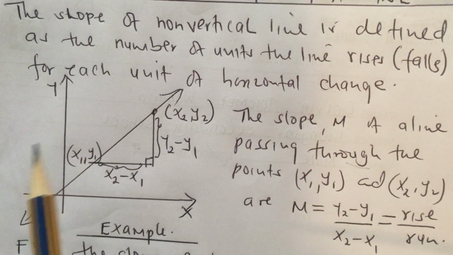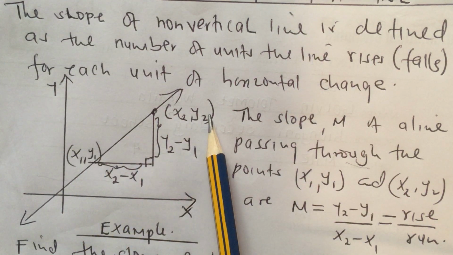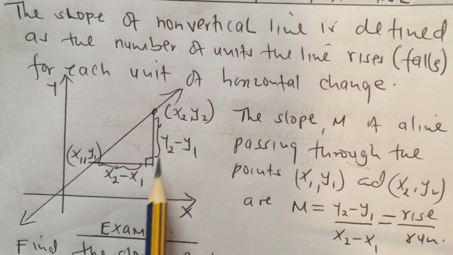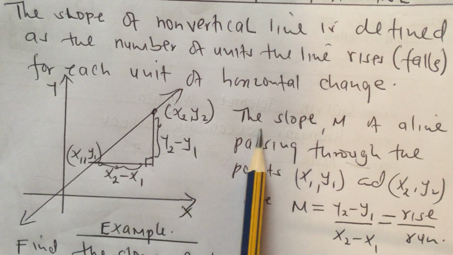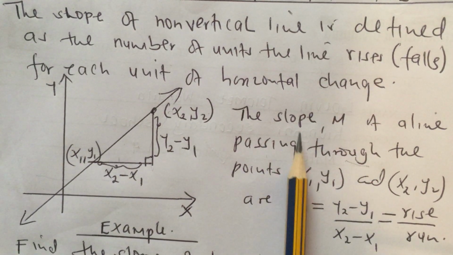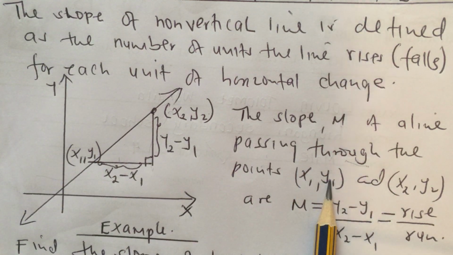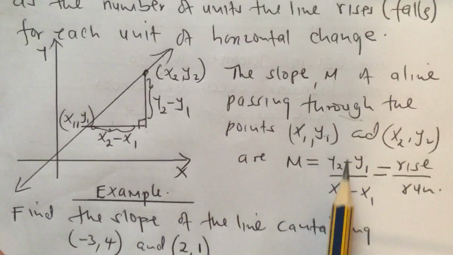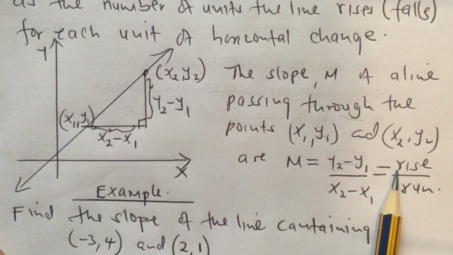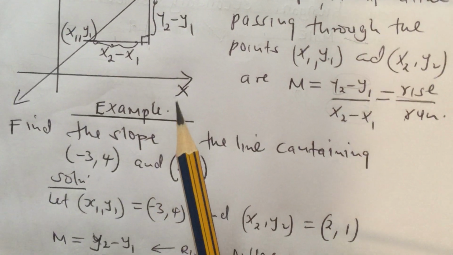Now I've given a sketch there to demonstrate this. We have 2 points, x1, y1 and x2, y2. So the change in the x-axis is x2 minus x1 and the change in the y-axis is y2 minus y1. So the rate of change of the two, in this case we refer to it as the gradient. So the slope m of a line passing through these 2 points x1, y1 and x2, y2 is given as m equals change in y divided by change in x, which sometimes we also say the rise divided by the run.